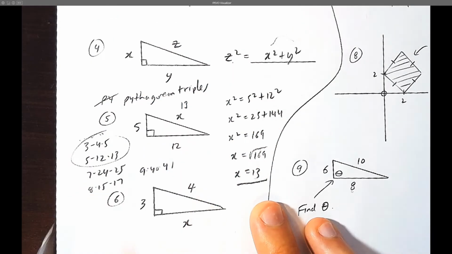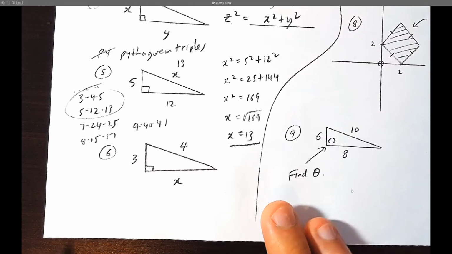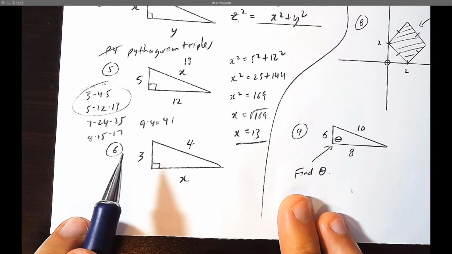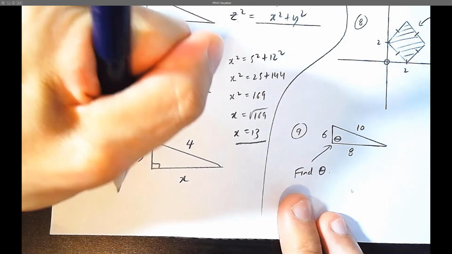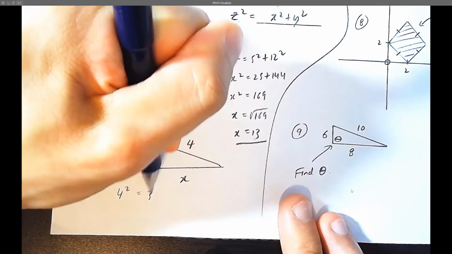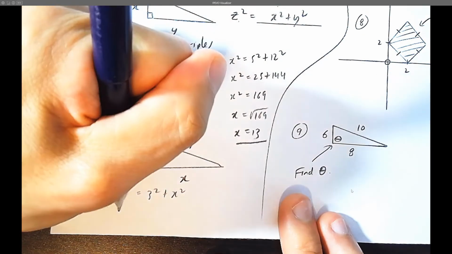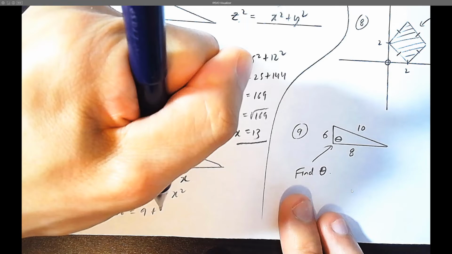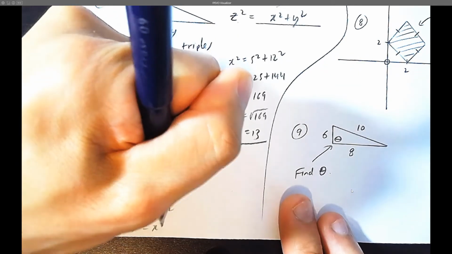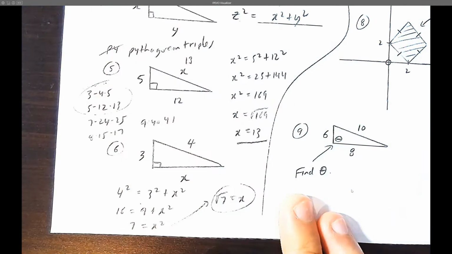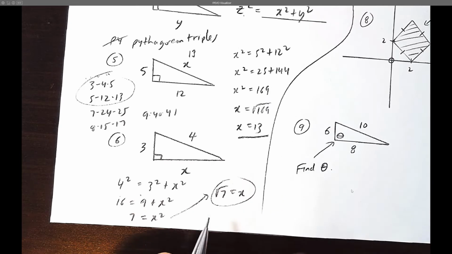So 5, 12, 13. Now be careful, number 6, people will say 3, 4, 5. It's not 5, it's wrong. The 5 is the hypotenuse, so this is a trick question. We're going to say that the hypotenuse squared equals 3 squared plus x squared. So 16 equals 9 plus x squared. 16 minus 9 is going to be 7. You square root both sides, so x equals root 7, and that's the exact value. If you have a calculator, you can find some decimal number, but exact answers are actually preferred in mathematics.